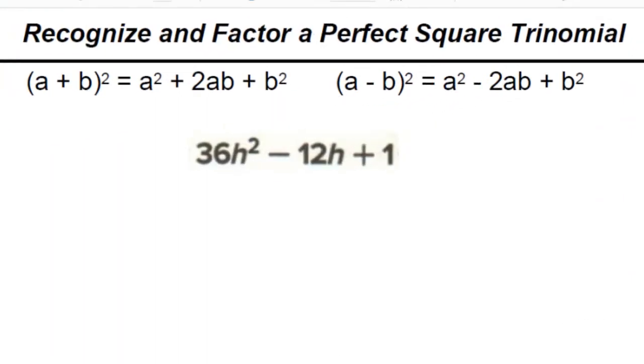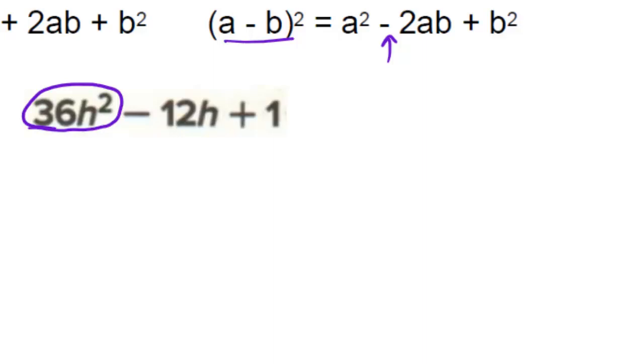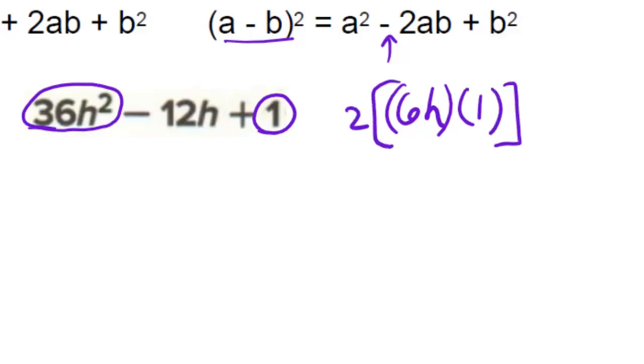Okay, so let's see if we can recognize and factor a perfect square trinomial. I have both problems at the top, one with a plus and one with a minus. You'll see this one over here has a minus in that position, and so does this one, so it's possibly matching the second one. However, we need to find out, is this a perfect square here? It is, and the square root of that is 6h. Then we look at the last one. Is that a perfect square? It is, and the square root of that is just 1. If I multiply both of these by 2, because I've got to multiply this a times b by 2, 2 times 6 times h times 1 gives me 12h, and you'll see it matches the middle one, which means this is a perfect square trinomial.